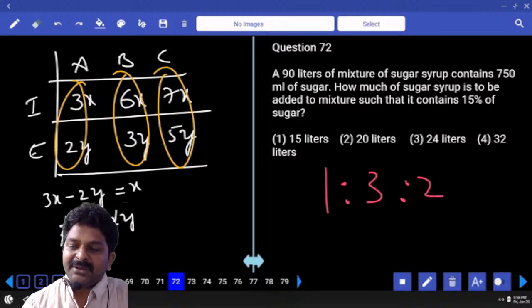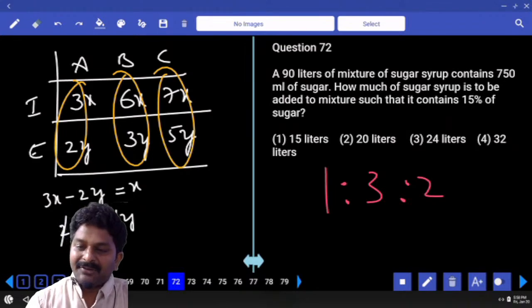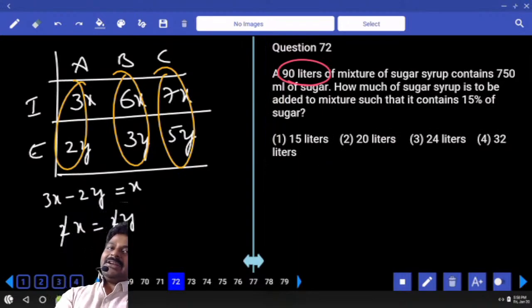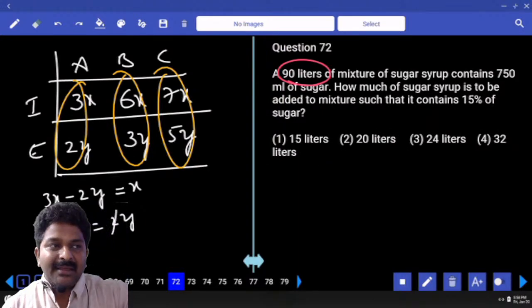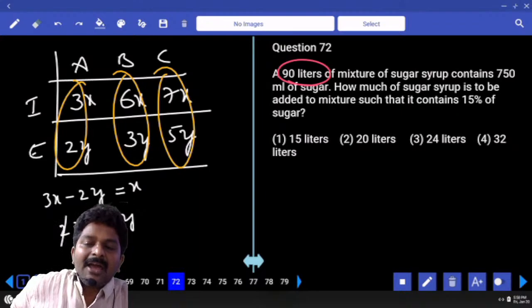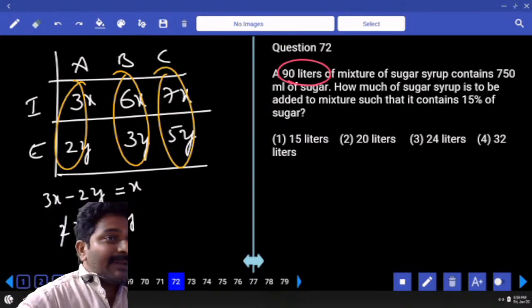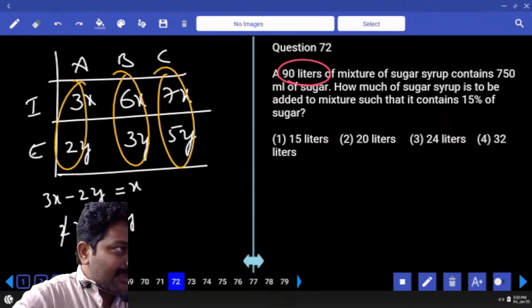90 liters of a mixture of sugar syrup contains 750 ml of sugar. 750 ml, and the first value is in liters. Either you need to convert everything into liters or everything into ml. I prefer converting data into liters only, so that you will be using smaller numbers.